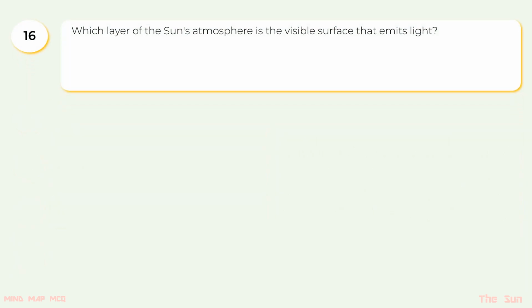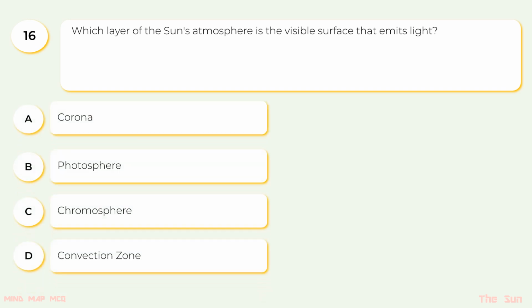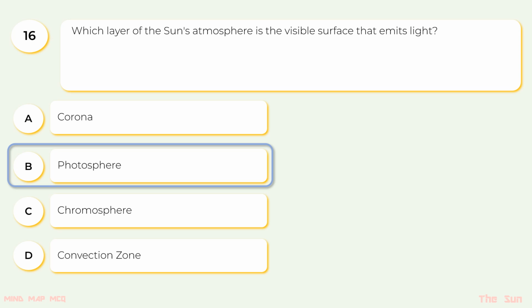Which layer of the Sun's atmosphere is the visible surface that emits light? A. Corona, B. Photosphere, C. Chromosphere, and D. Convection zone. The correct option is B.